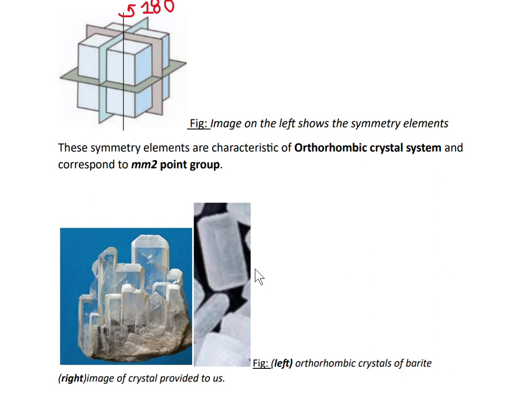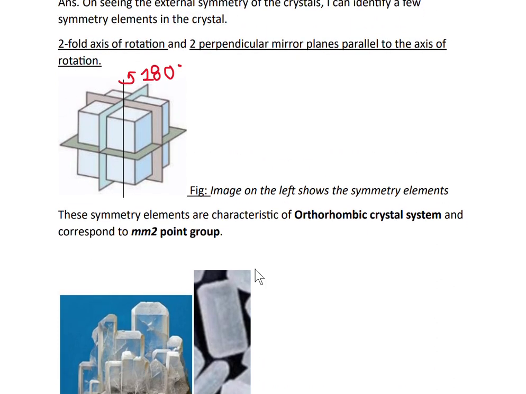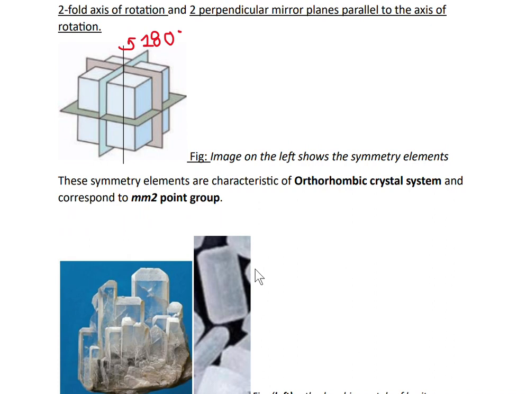So first of all, I identified the symmetry elements present in the crystal, and I found that it has a twofold axis of rotation, along with two perpendicular mirror planes that are parallel to the axis of rotation. This is shown in this upper image, the three symmetry elements. These symmetry elements are characteristic of the orthorhombic crystal system, and they should correspond to the mm2 point group.